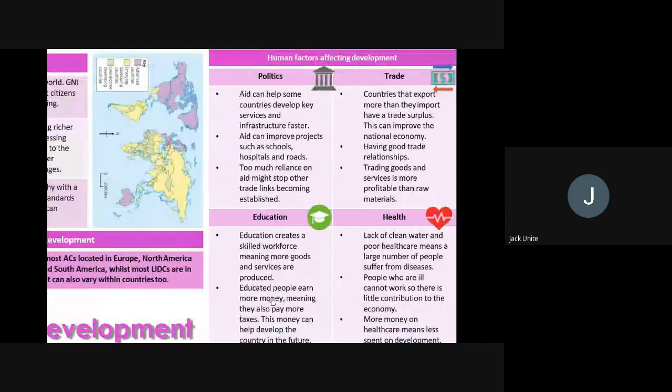So if we start with politics, we always go back to the idea of how effective a country's government is. Is it corrupt or is it quite efficient? Does it invest properly into a country's infrastructure? And obviously we could use HDI for this as well, because a government that is likely to be investing in its people and improving development would likely have high rates of education and life expectancy. So there is a little link there.